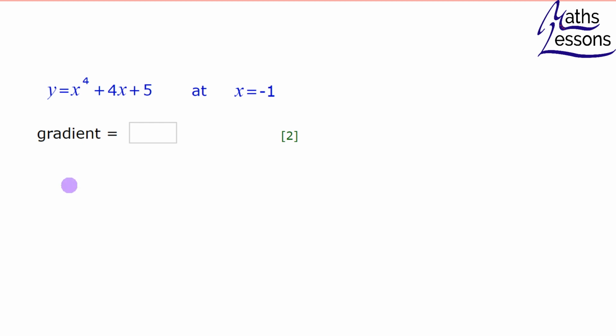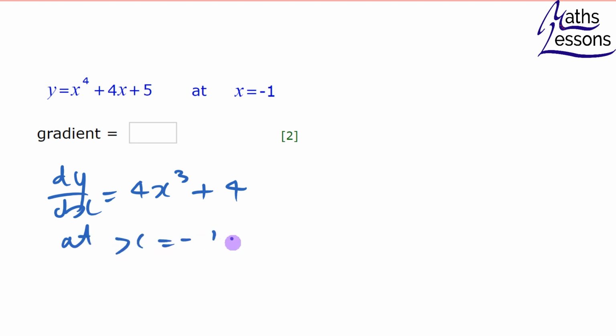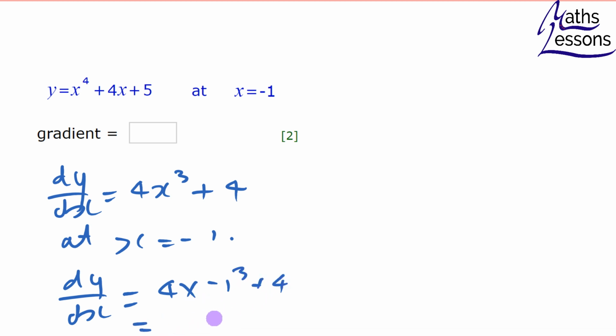Do this one. So we're going to differentiate dy by dx. For x to the 4, I'm going to take 1 off the power, which gives 4x cubed, plus this is going to be 4, and the 5 doesn't affect the gradient function at all. So at x equals minus 1, we get dy by dx is equal to 4 times minus 1 cubed plus 4. So that's minus 4 plus 4, which is 0.